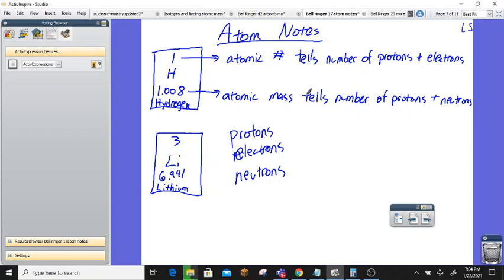Okay. So if you look at lithium, lithium has 3 protons and 3 electrons. The plus and the minuses have to be the same. The neutrons are the ones that can change. So here, if we just round 6.9, let's just round it to 7. Okay, pretty simple.